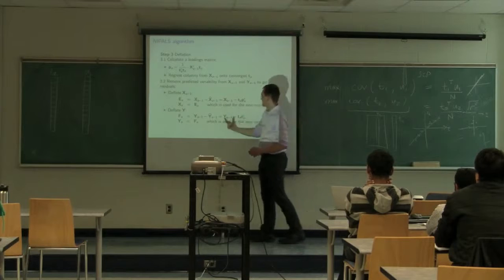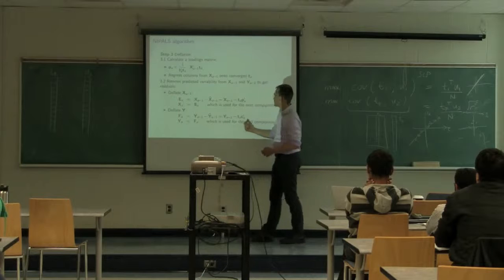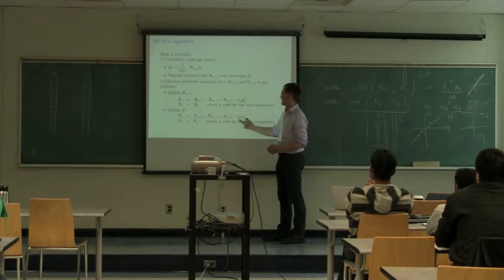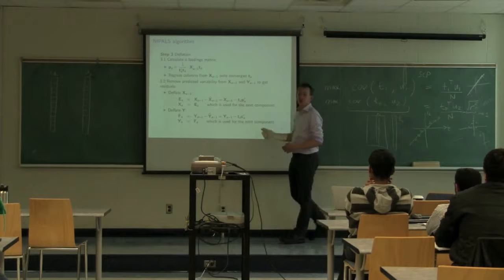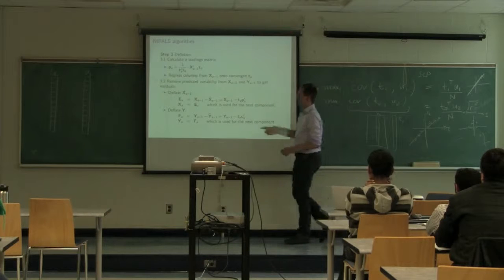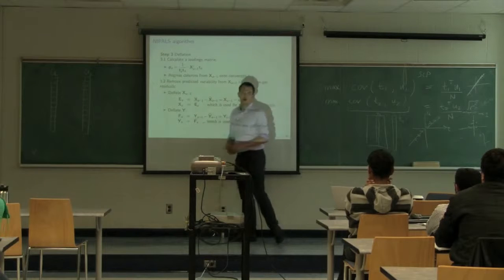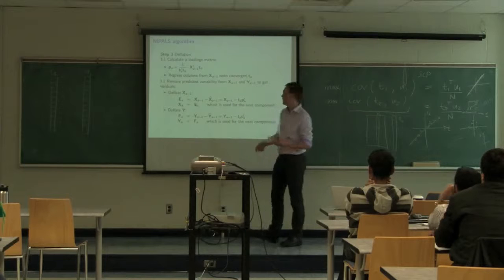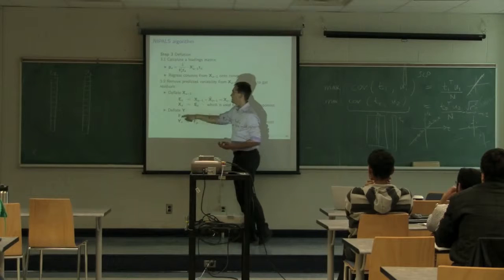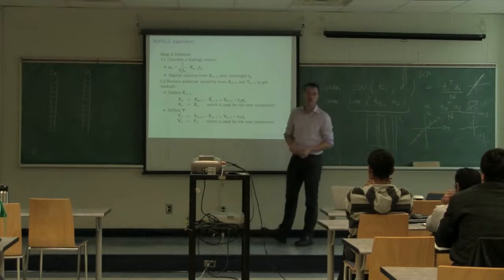Similarly for the Y space, we'll take our Y matrix and subtract off the part of the Y space we can explain, the TC transpose. And we'll store that as the residuals for the Y space. We'll call those residuals F. So we've got a matrix of residuals E for the X space and a matrix of residuals F for the Y space.